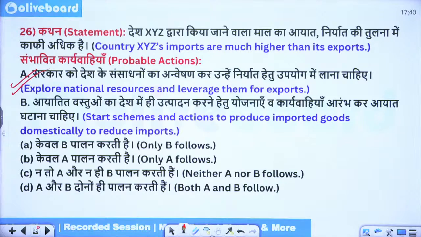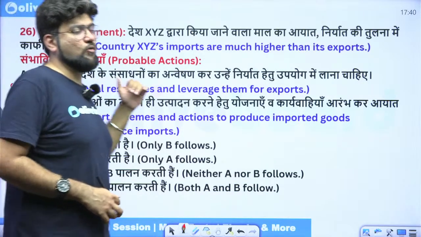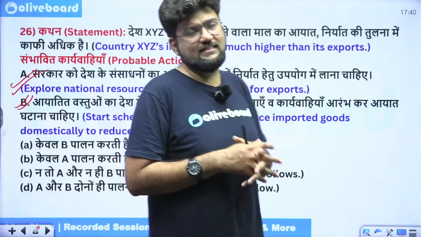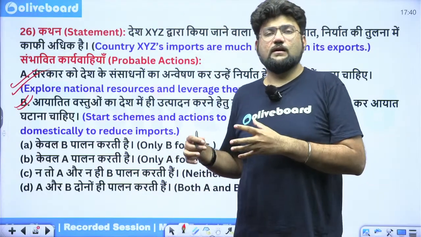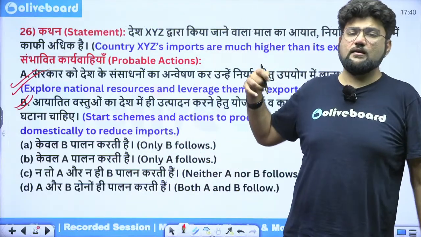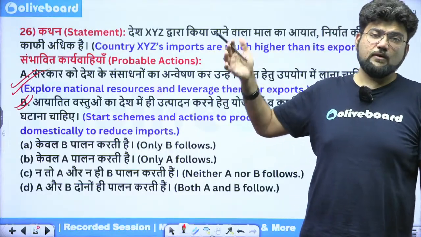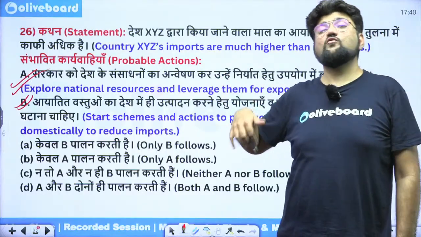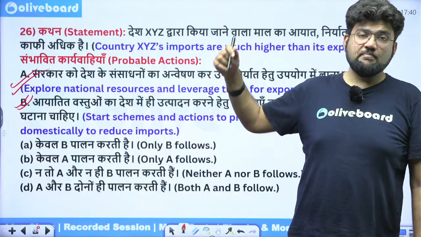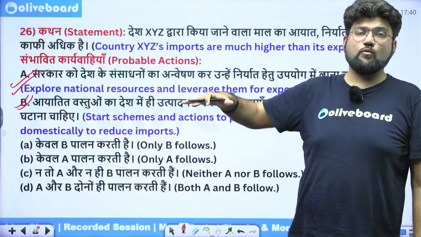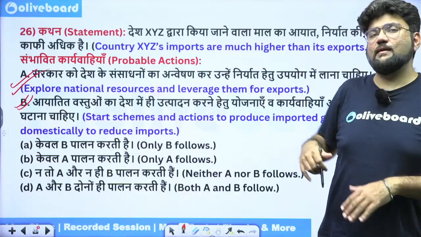The other one says we need to start schemes and actions to produce imported goods domestically to reduce imports. This is also technically not incorrect. If my import depends heavily on one object, let's say I'm importing a lot of a particular type of good in my country, rather than that, I should encourage and subsidize people who are working in my country to manufacture this. So there will be an encouragement which will eventually lead to lesser imports. Overall balance will be maintained again.